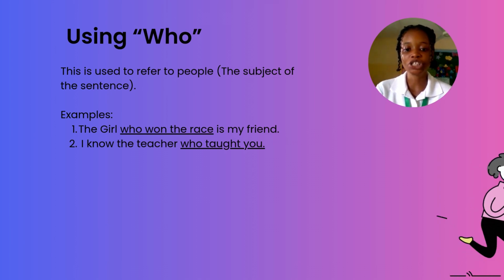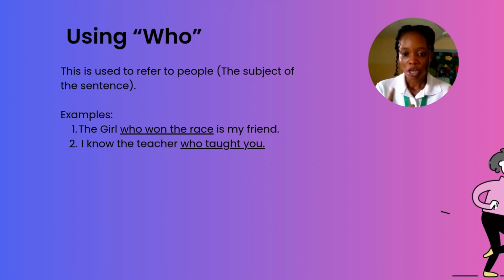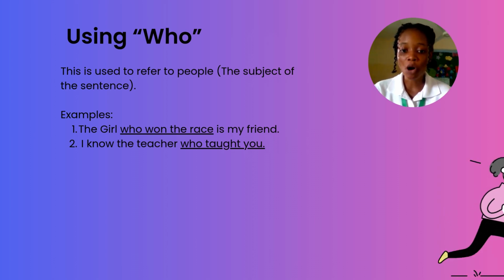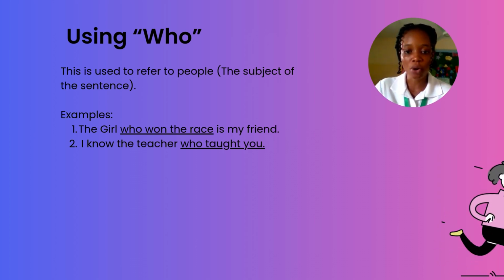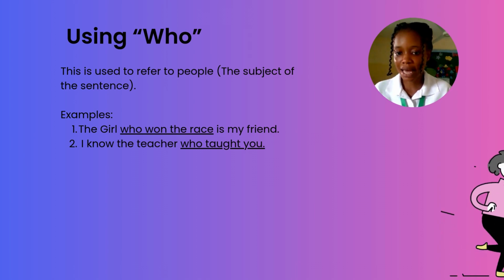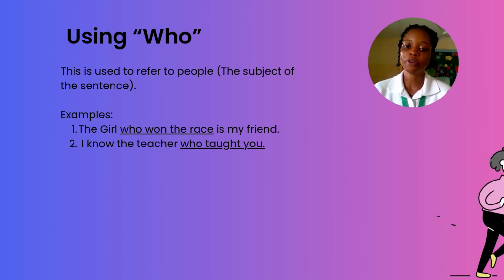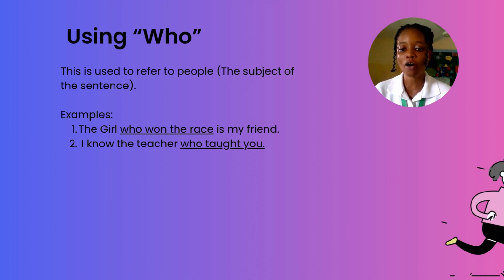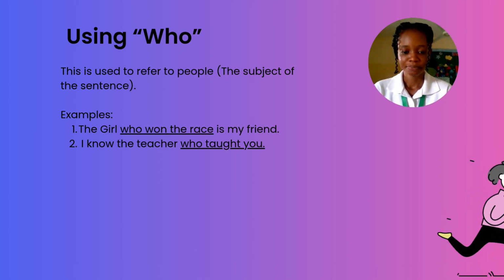Number two, I know the teacher who taught you. You can see the underlined part there, who taught you. It's giving us more information about the teacher, who is the subject of the sentence. So we use who to refer to people who are essentially the subject of the sentence.